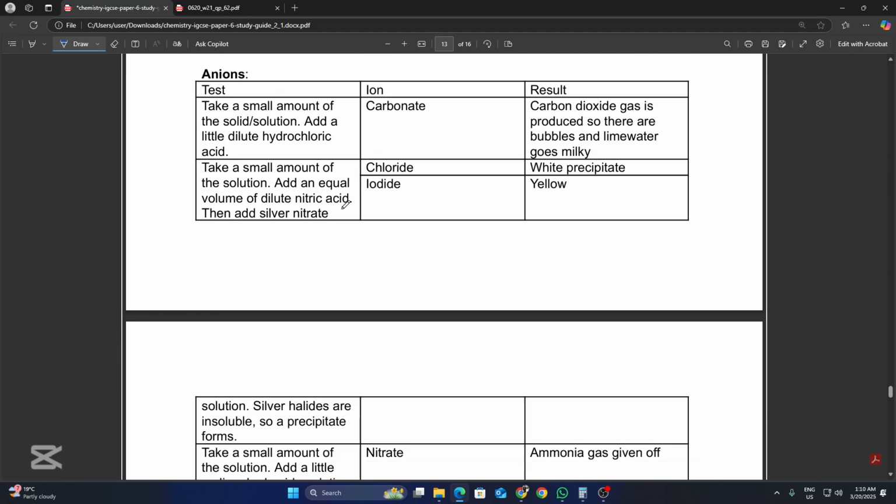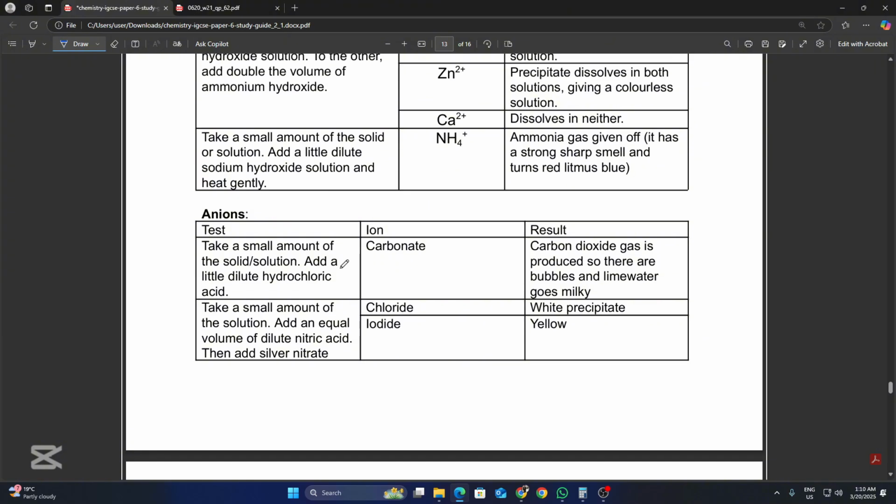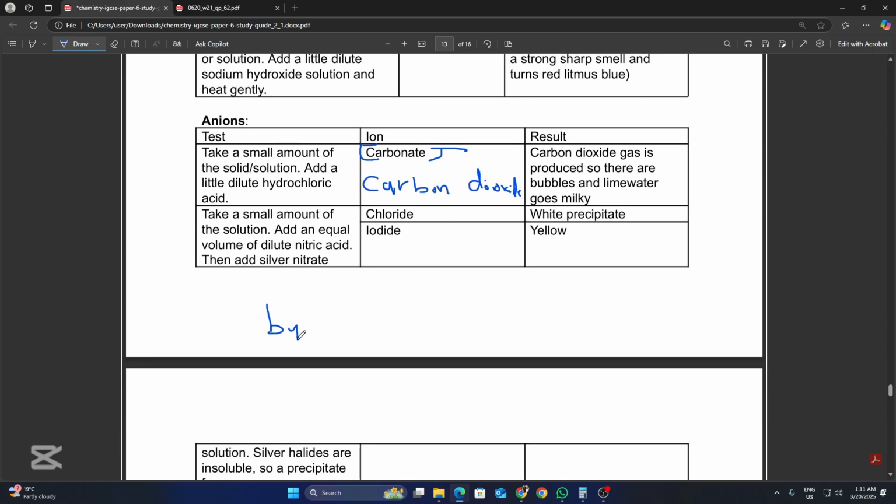Okay, now the important tests. For carbon dioxide or carbonates, this test applies to both. How do we test for carbonate or carbon dioxide? We have to bubble the gas through something called lime water. If the gas is carbon dioxide, it will turn the lime water milky.